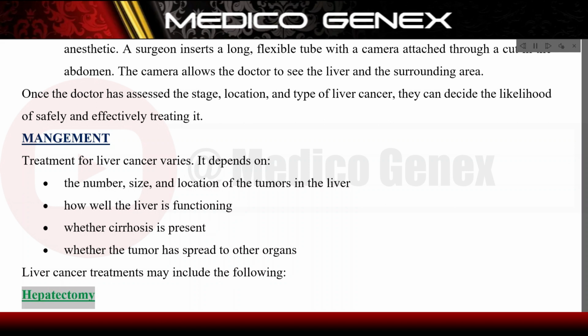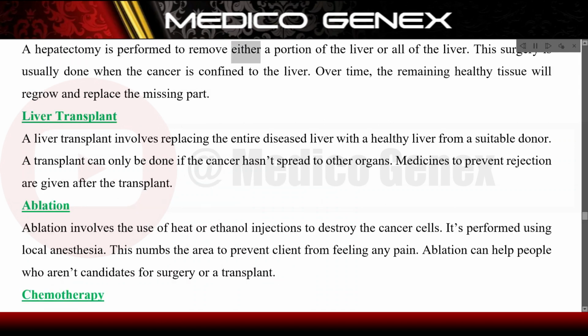Hepatectomy. A hepatectomy is performed to remove either a portion of the liver or all of the liver. This surgery is usually done when the cancer is confined to the liver. Over time, the remaining healthy tissue will regrow and replace the missing part. Liver transplant. A liver transplant involves replacing the entire diseased liver with a healthy liver from a suitable donor. A transplant can only be done if the cancer hasn't spread to other organs. Medicines to prevent rejection are given after the transplant.